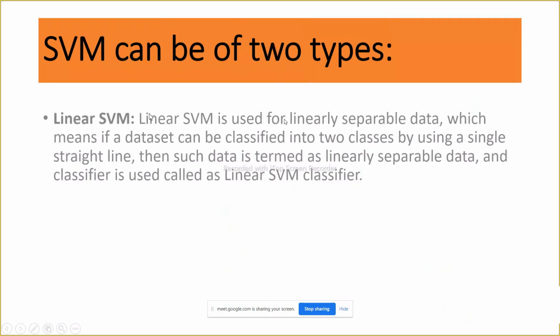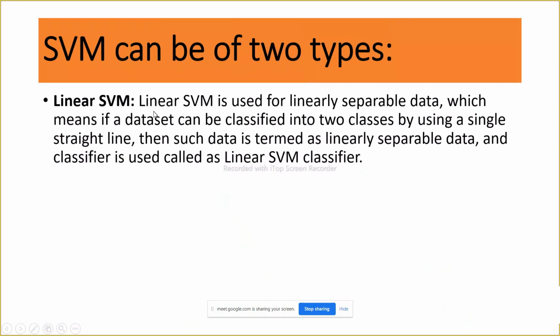So you can see the definition: the linear support vector machine is used for linearly separable data, which means a data set that can be classified into two classes using a single straight line. Here I use a single straight line to classify the two data sets. Such data is termed linearly separable data, and the classifier is called the linear support vector classifier.